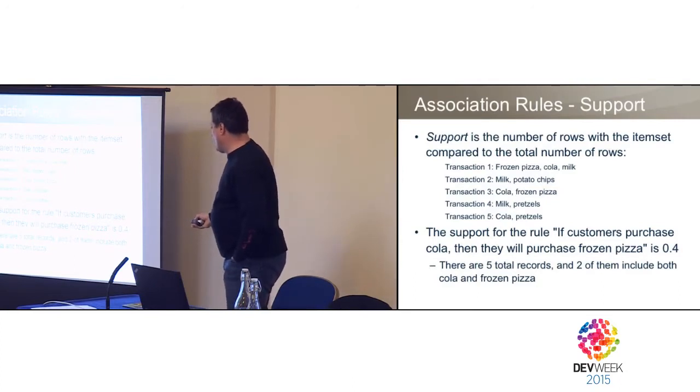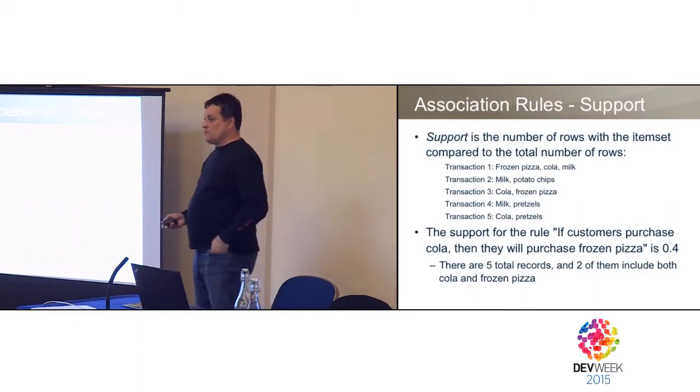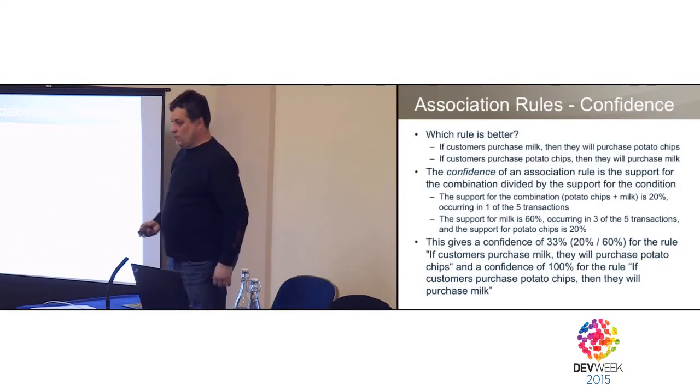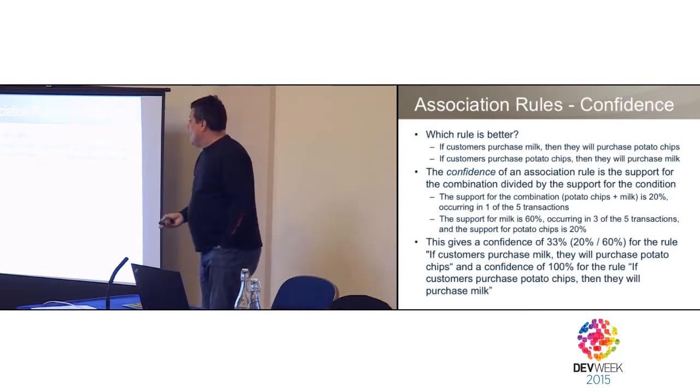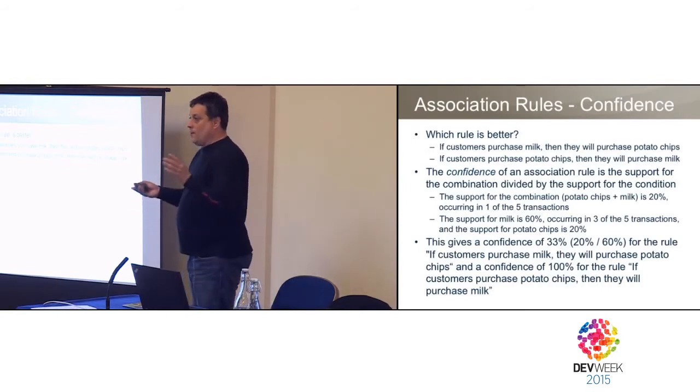So support for the rule cola and frozen pizza is 0.4. It's 2 out of 5 transactions. Support gives me the absolute evaluation of the rule, right? Now, what about direction? We have the combination cola and frozen pizza, but is direction important? So I can express this statement in 2 ways. If a customer purchases milk, they will purchase potato chips, or if customers purchase potato chips, they will purchase milk.